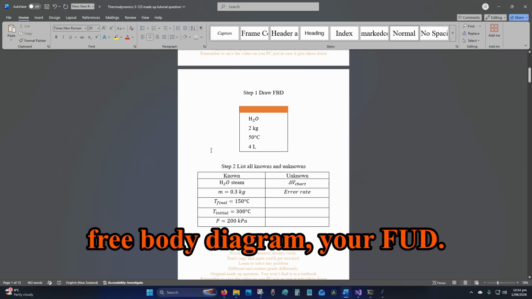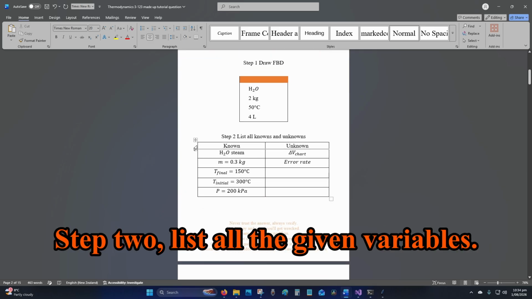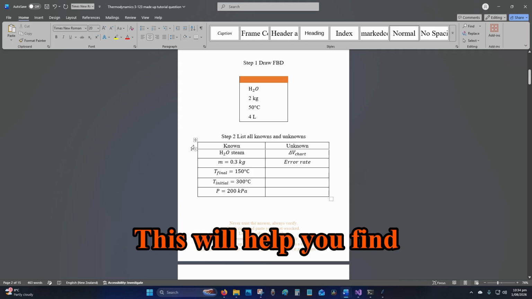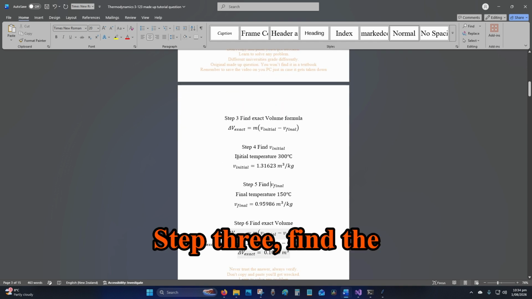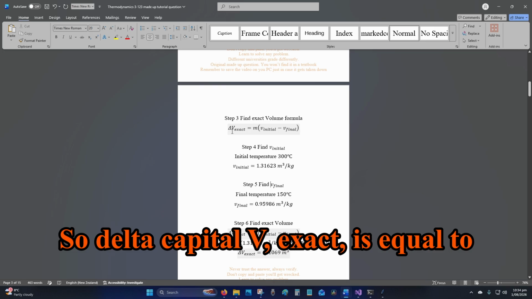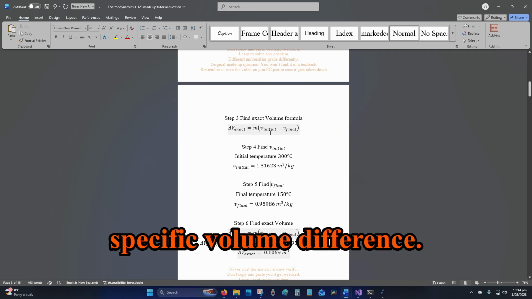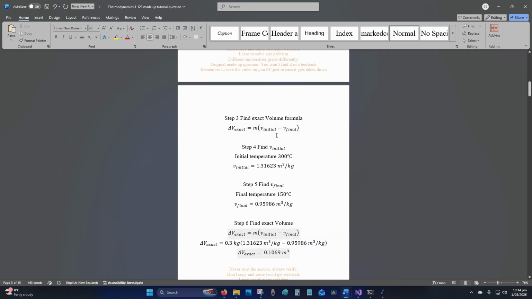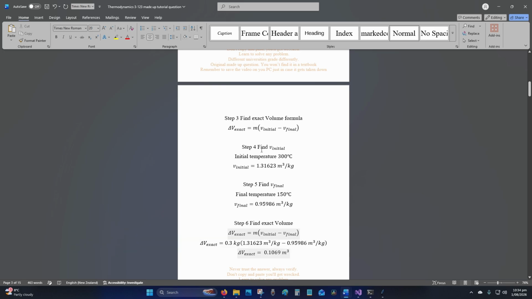So step 1, draw your free body diagram, your 3D. This will help you visualize the problem. Step 2, list all the given variables, find the unknowns. This will help you find out what you need to solve. Step 3, find the exact volume formula. So delta capital V exact is equal to mass multiplied by the specific volume difference. The initial and final specific volumes are missing, so we need to find them.